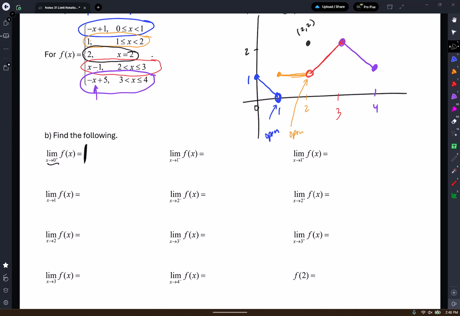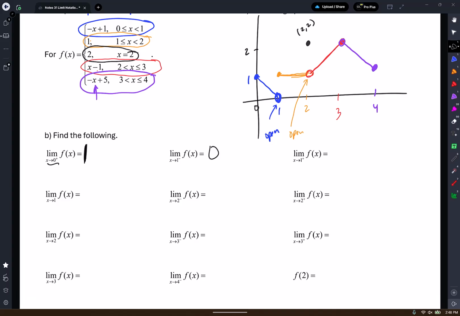So the next one, I'm reading left to right. Ready, Chavez Lua? Limit as x approaches 1 from the left of this function. Well, if I approach 1 from the left, so here's my laser. If I approach 1 from the left, what is that y value? 0. What'd you think? Not bad, right?